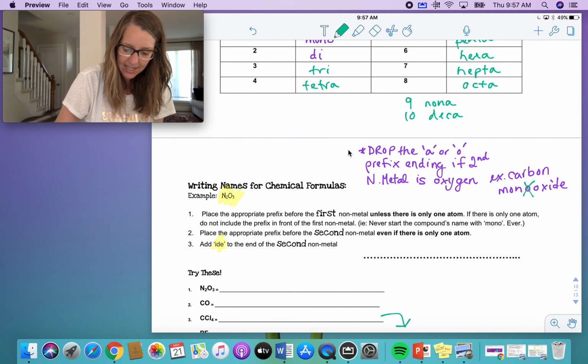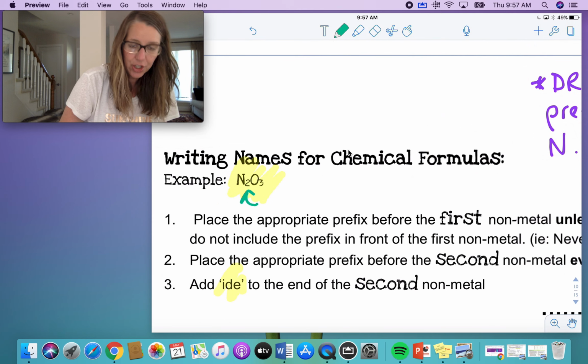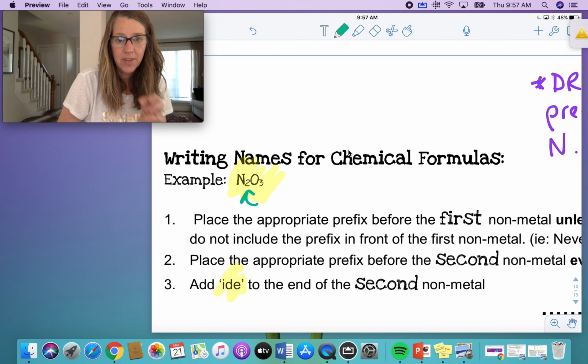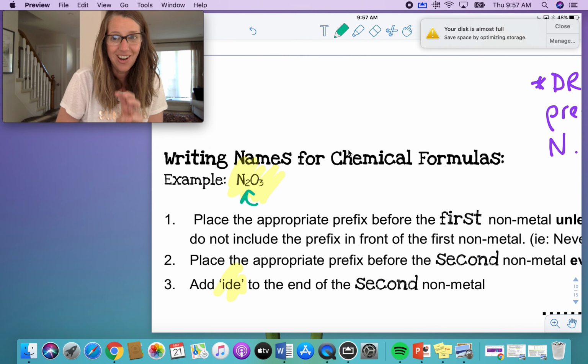Okay, how many nitrogens are there? The little 2 subscript tells you there are 2 atoms of nitrogen, 3 atoms of oxygen, and together there are 5 atoms in that one molecule. Make sure you can do those numbers because that's going to be important for the next set of modules we're going to do.